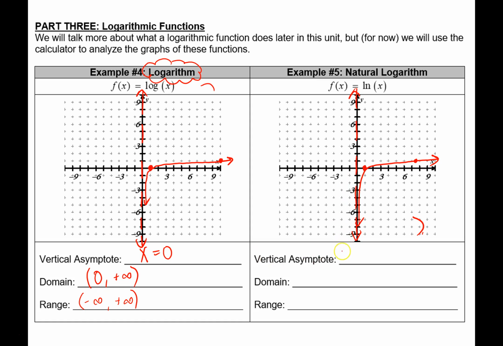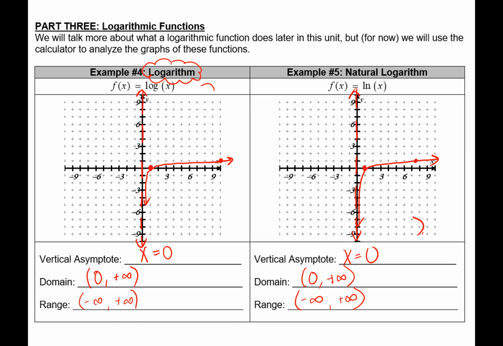The vertical asymptote for this one is still at x equals 0. The range, remember, is still going to be negative infinity to positive infinity because it goes infinitely down and infinitely up. The domain in this one starts at that asymptote and goes to the right forever.